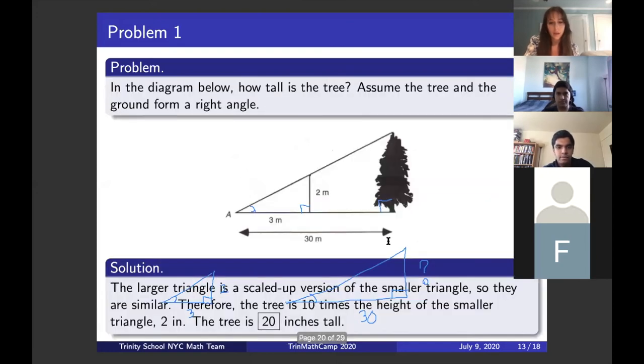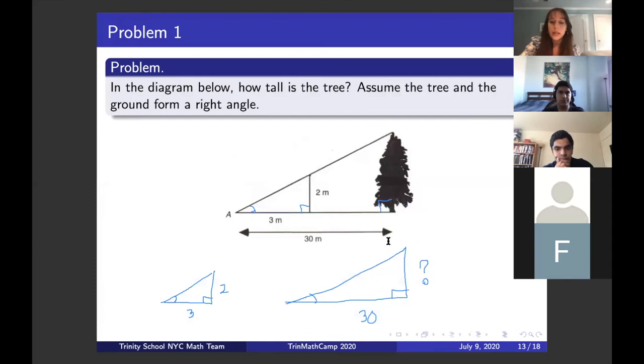So what we know is that these two triangles are similar because they have two of the same angles, which means their third angle is the same too, because this angle is just 180 minus these two angles. And so they're scaled up versions of themselves. So if this one has a side of 3 and this one has a side of 30, they're in a 1:10 ratio, which means if this side has a length of 2, this side has to be 10 times 2, which equals 20.